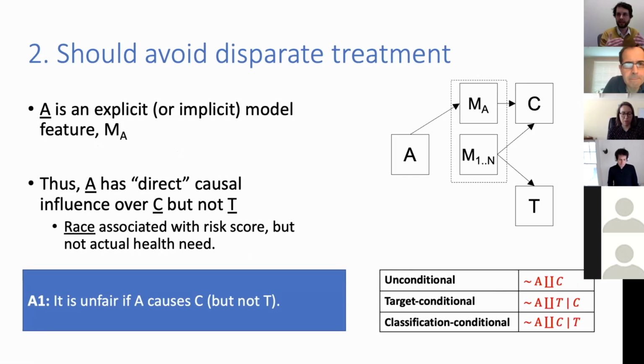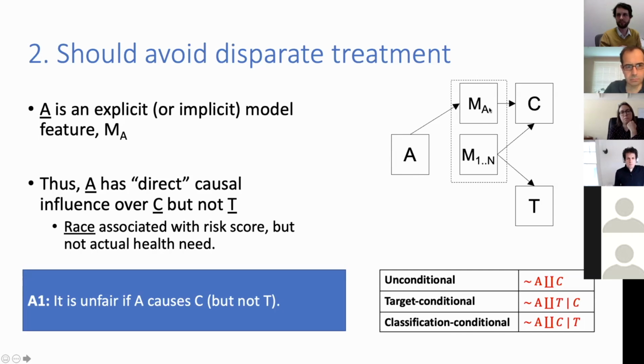And the second thing that they assume is that you should avoid disparate treatment. This is the big wrong that motivates, I think, a lot of these cases. They think the classic form of discrimination is one that involves disparate treatment, and that's one where the A is an explicit or implicit model feature, right? In the model, right? And so you get a kind of causal structure that looks like this, right?